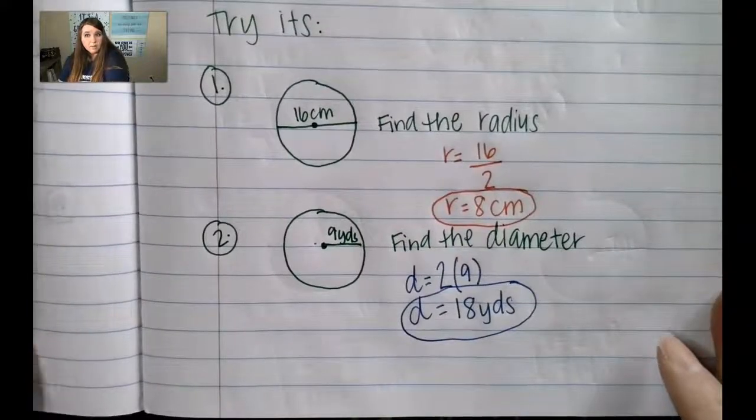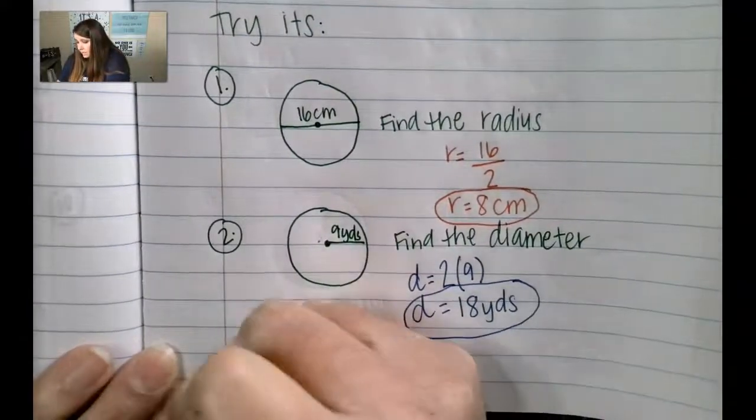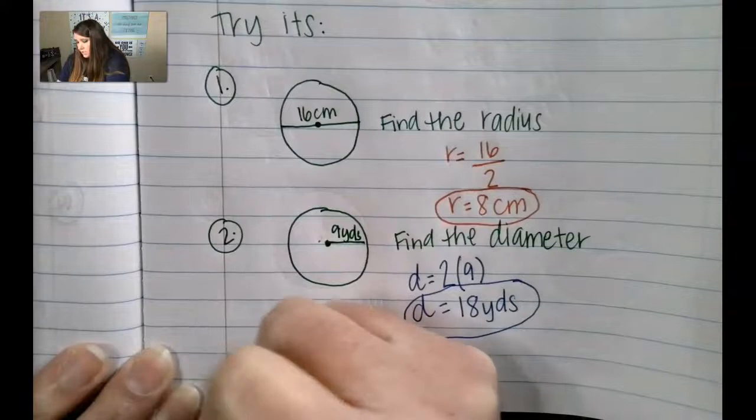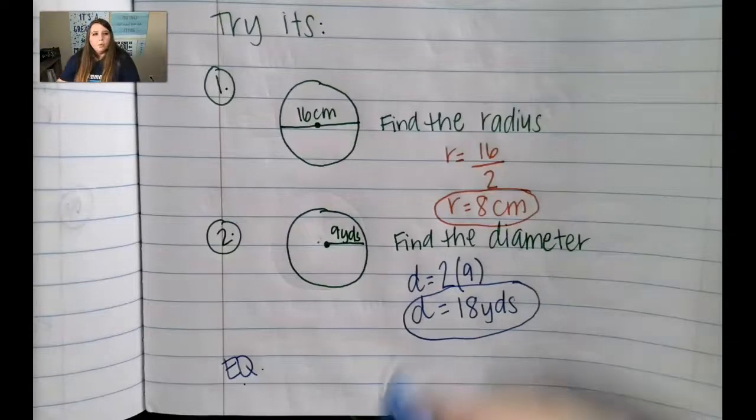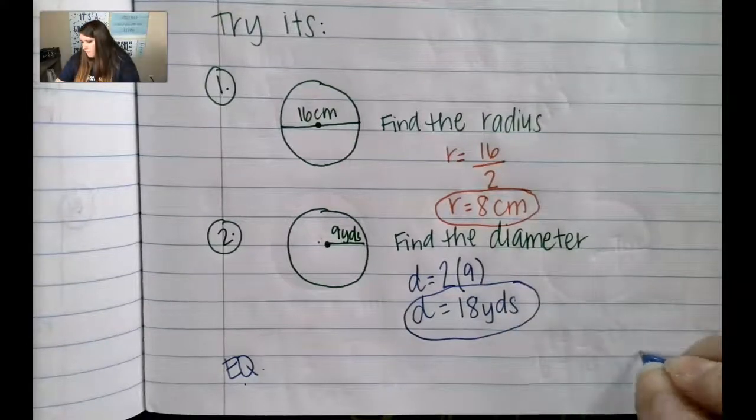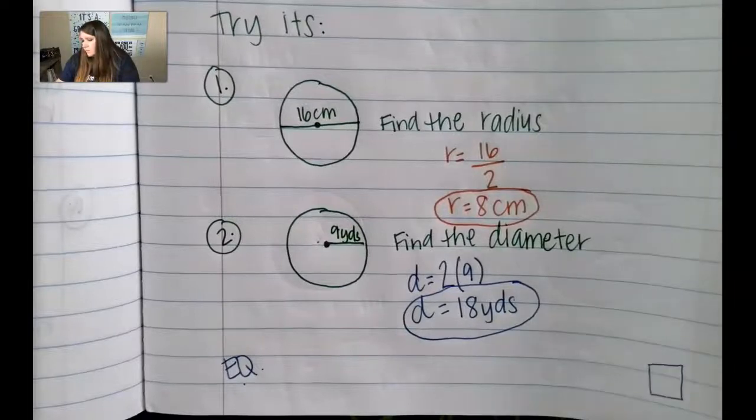All right, go ahead now and answer your essential question. First, how did you do on these? And secondly, go ahead and answer your essential question. How do we find the radius and the diameter of a circle? And then when you are finished, put your level of understanding out to the side.